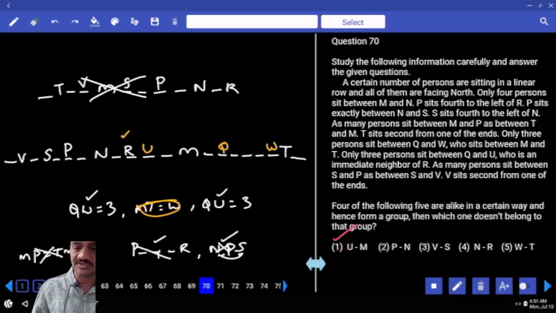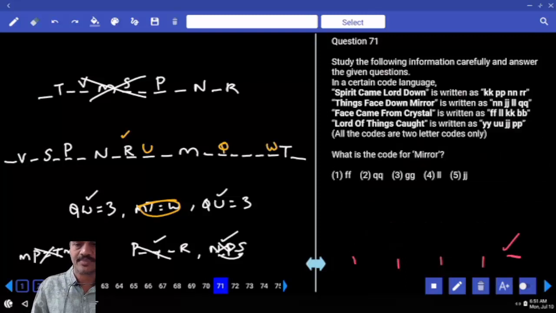And coming to question 70, which of the following means odd one out. U and M, in between U and M there is exactly one person. P and N, there is exactly one person. V and S, there is exactly one person. Between N and R there is exactly one person, and W and T they are adjacent to each other, except choice 5. And in the remaining choices, there is exactly one person between these two. Choice 5 is the answer.